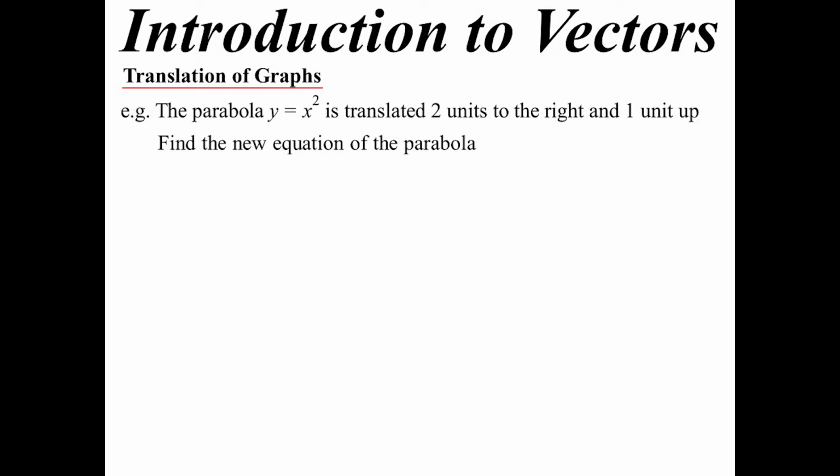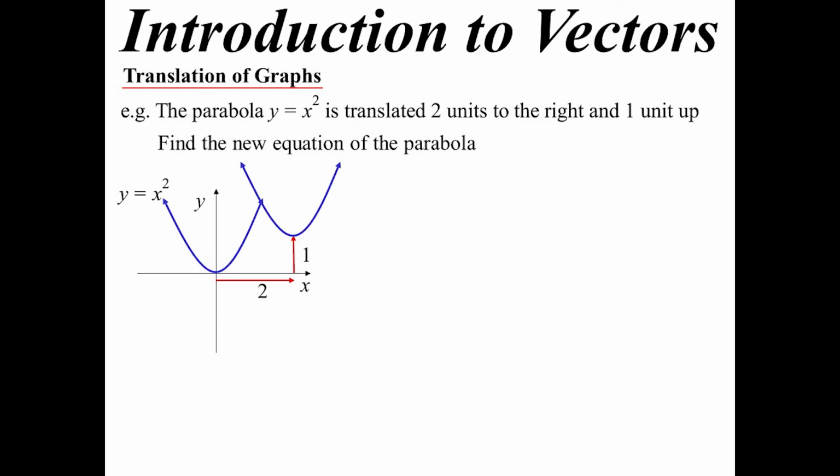So what we've been doing is getting things like a parabola and translating it 2 units to the right and then 1 up. What's the new equation of the parabola? So there's our original parabola, shifted 2 to the right, 1 up. There's our new parabola. But we did that with 2 moves. We could have done it with 1 move. Instead of going horizontally and vertically, I went diagonally.